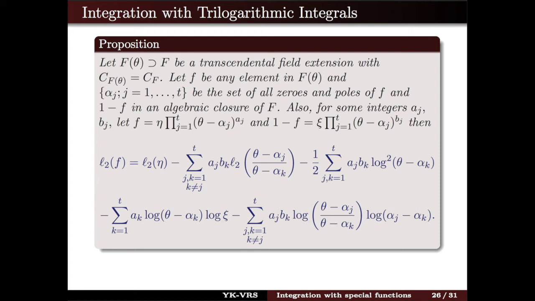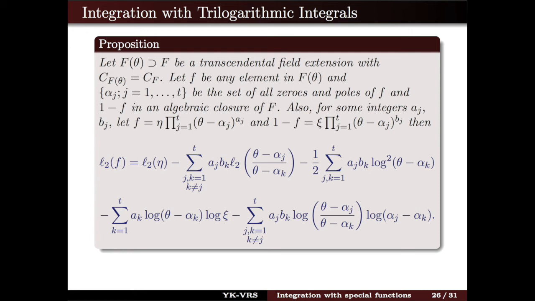So the special identity is this. Suppose f is an element in capital F theta. However, I can write f as a product like this. This is actually going to the algebraic closure. If I go to the algebraic closure, the numerator polynomial and denominator polynomial I can split, and I can write it as a product where the a_i's and similarly the b_j's, which go with 1 minus f, are integers, not necessarily positive, because the denominator powers I'm putting in the numerator. So then L2 of f can be written in this form.